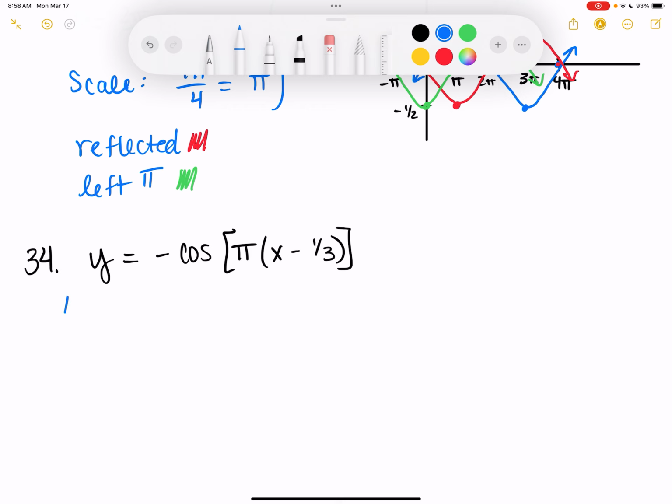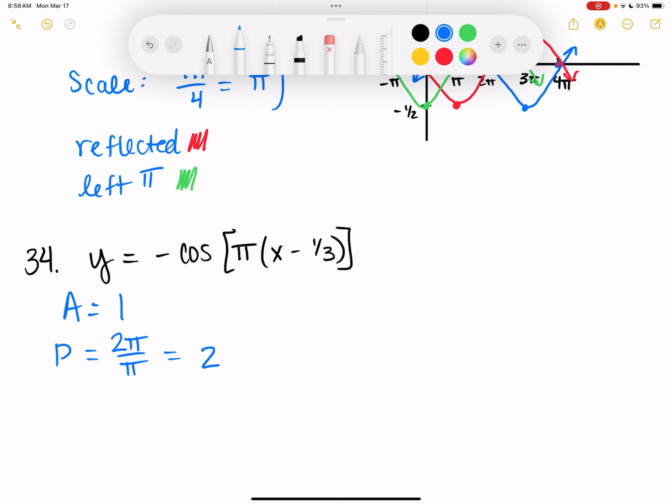So anyways, first thing is amplitude. So what is the amplitude of this cosine graph? 1. Period would be what? 2 pi over 1, or 2 pi over pi. Yep, 2 pi over pi, which would then give me just 2.